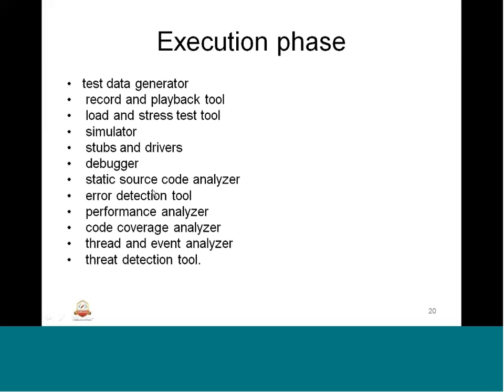We have static source code analyzers such as Understand for C++, PC-lint, and Coverity is another code analyzer. Then error detection tools in the code, performance analyzers, memory analyzers, then we have code coverage analyzers such as instrumentation analyzers: VectorCAST, RTRT, and LDRA. We have a thread and event analyzer used in RTOS, which deals with multiple threads and all that. Another one is the threat detection tool, a specific tool for when there is a threat to the embedded software system due to erroneous code or a dangerous crash, etc. That can be identified with the help of this tool. So that is the execution phase, and the tools are categorized.